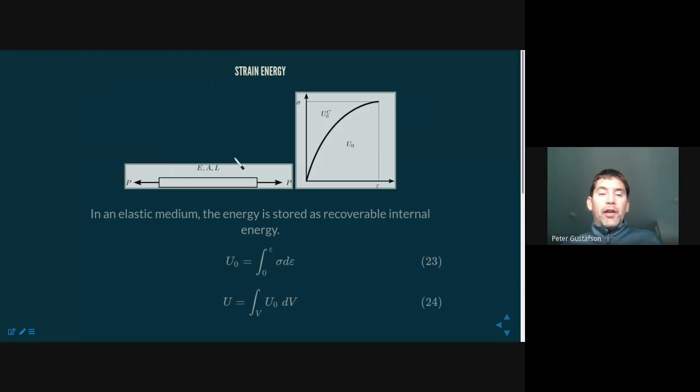Here I've got a simplistic uniaxial bar structure. We're going to say it's uniform. It has a cross-section A, it has a material modulus E, it has an overall length L, and it's pulled with equal and opposite forces P.